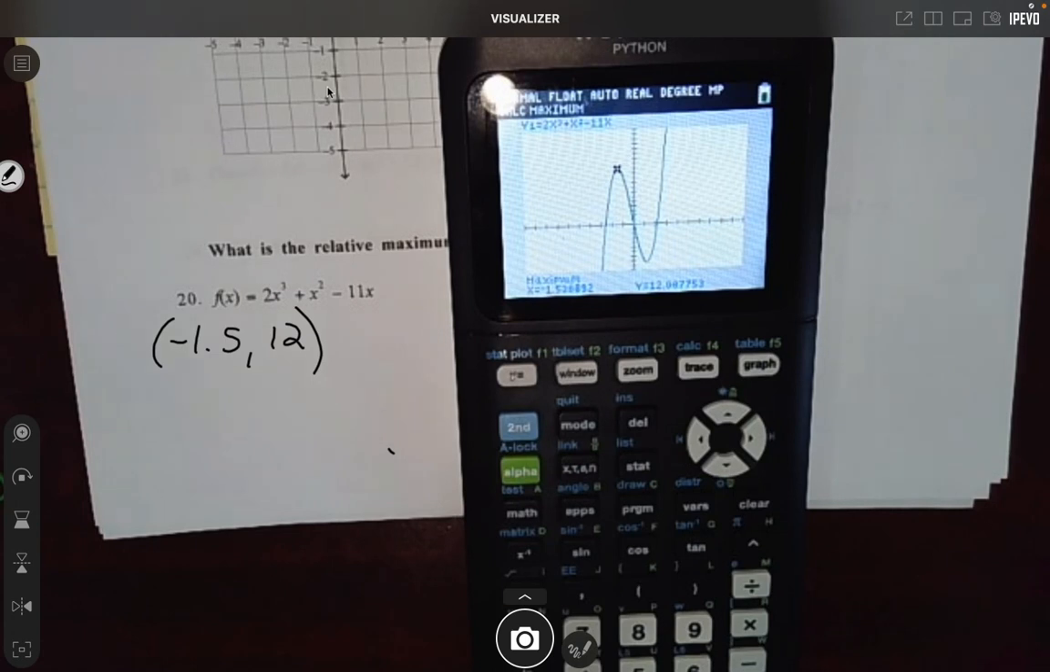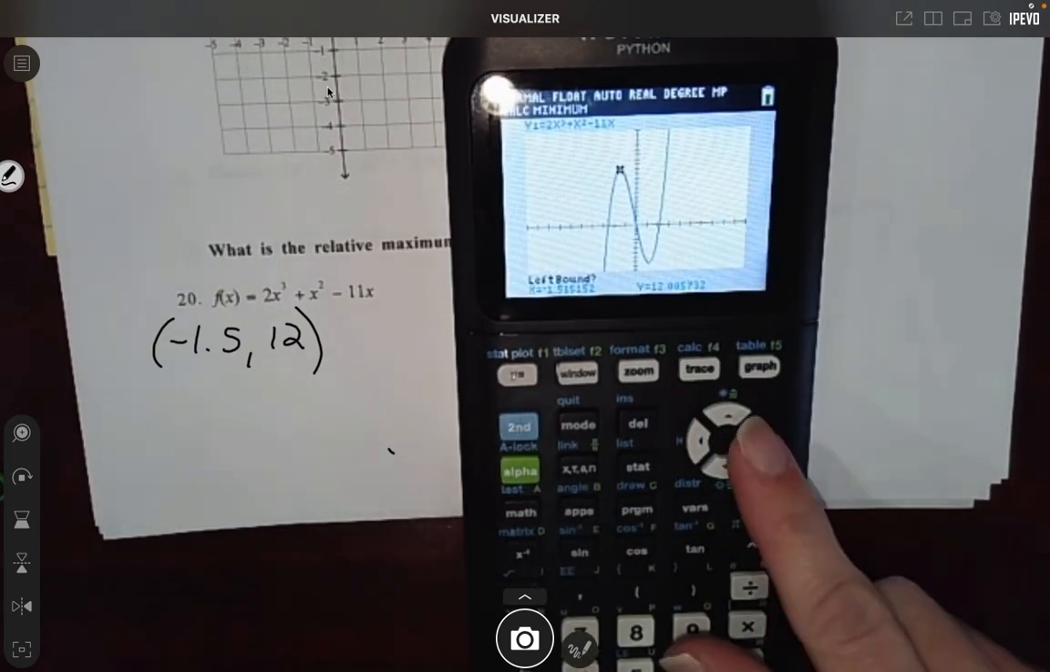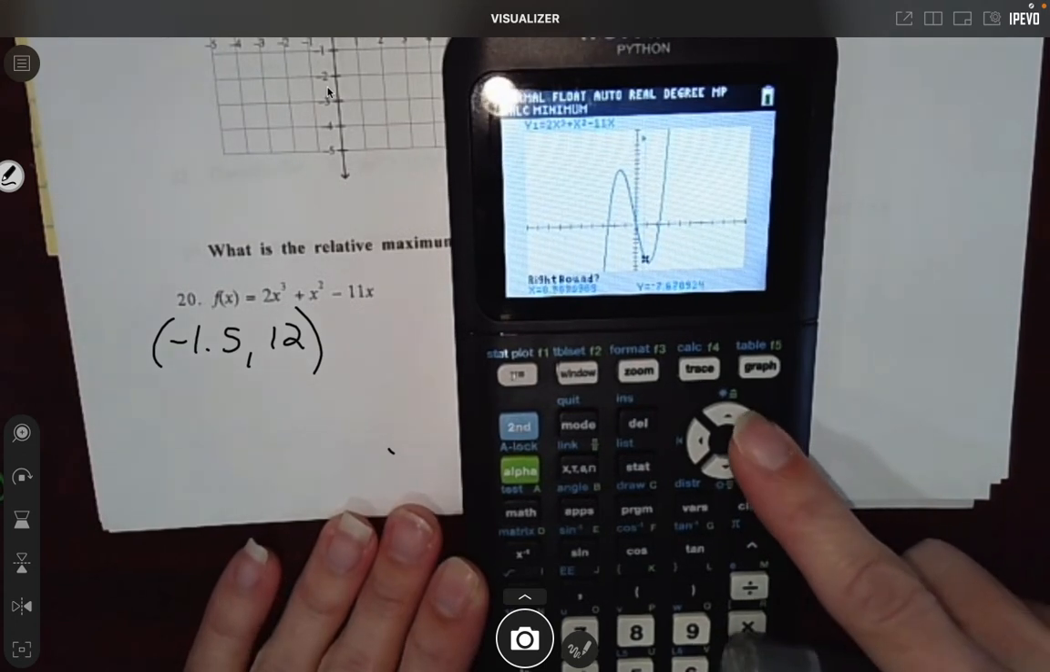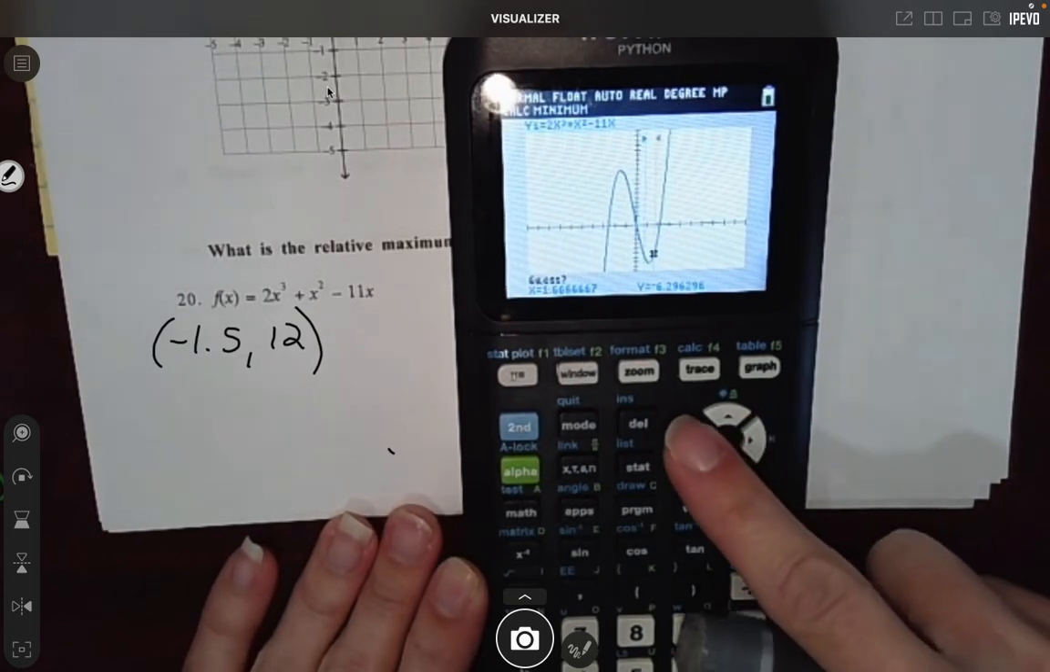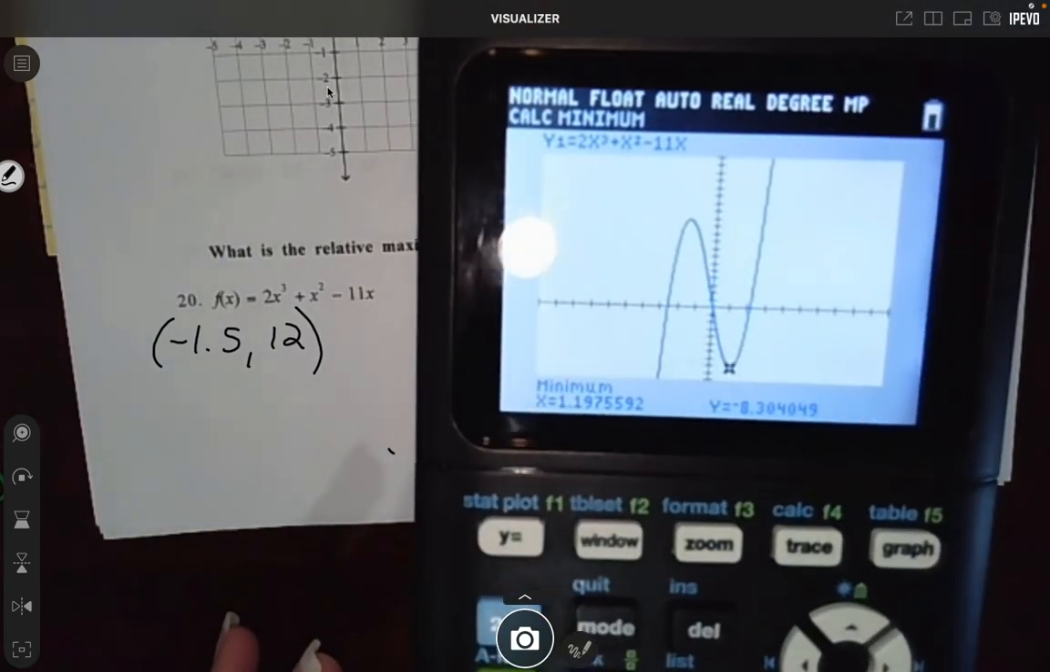Then we have to find the minimum. So I will press second trace number 3 and go down here. So enter, go to the right, and then back to it. And what is that one?